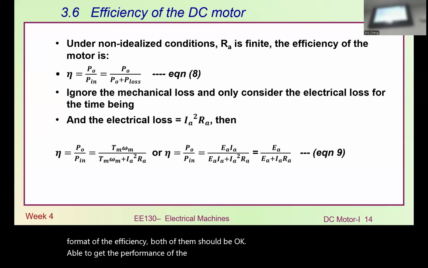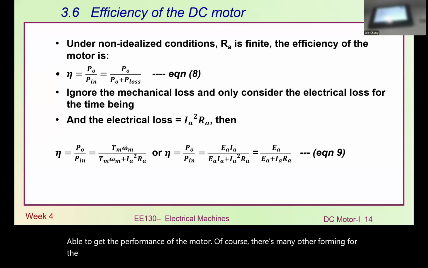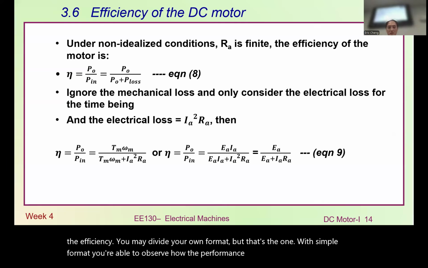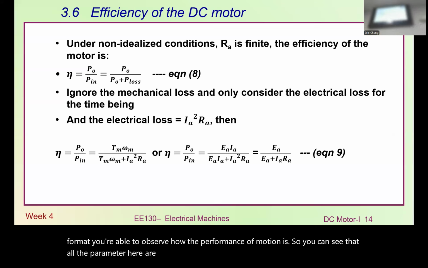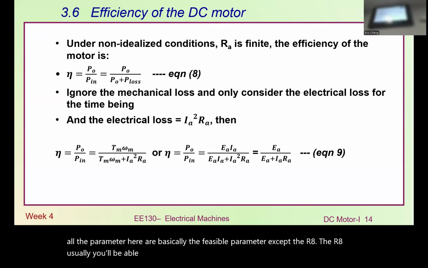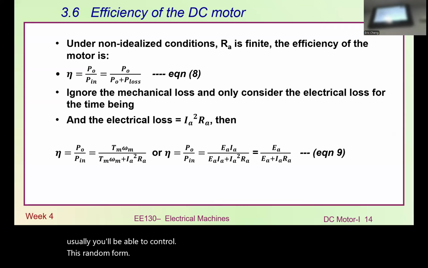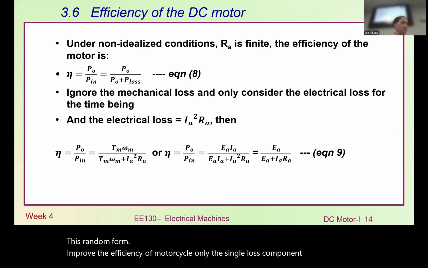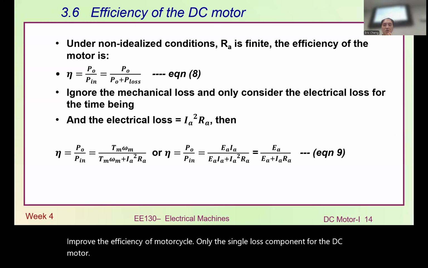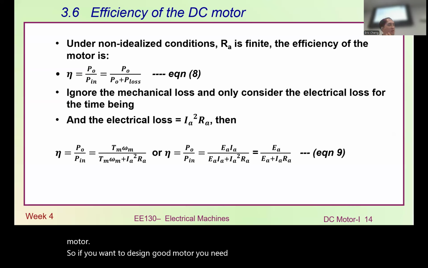Of course, there are many other formats for the efficiency, you may devise your own, but this is one simple format with which you can observe how the performance of the motor is. So you can see that all the parameters here are basically physical parameters except the RA. The RA, you can control and therefore improve the efficiency of the motor, because it's the only loss component for the DC motor. So if you want to design a good motor, you need to think about, can I decrease the RA?